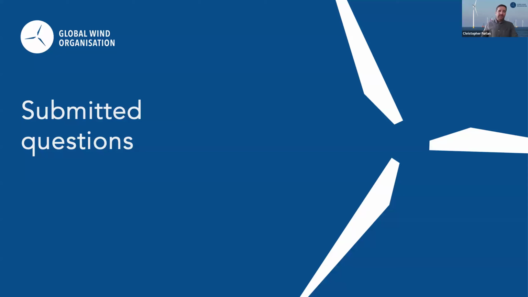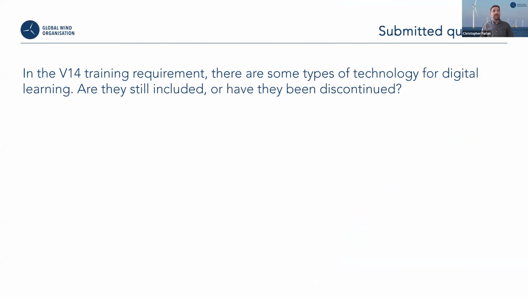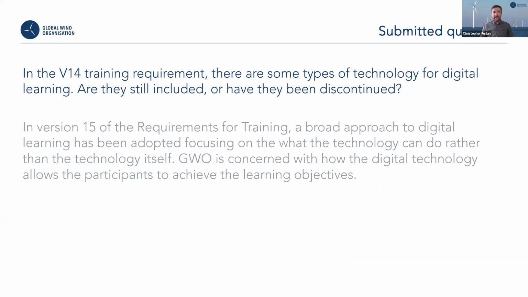Finally, prior to this webinar, we had the option of people being able to submit some questions. We've had a few questions, and I'm going to answer those now. So the first question that came in says in version 14, training requirements, there are some types of technology for digital learning. Are they still included or have they been discontinued?